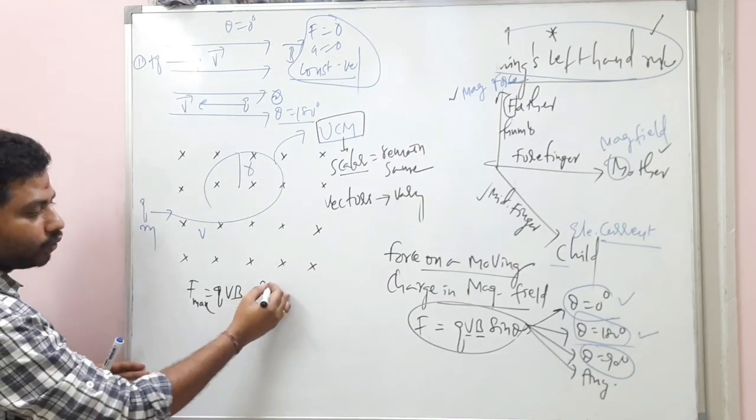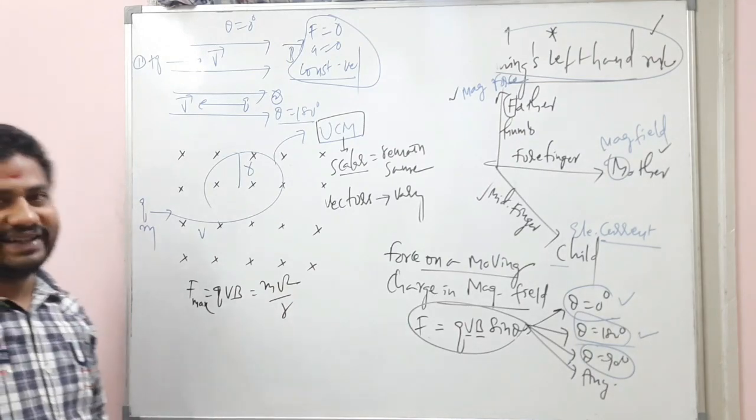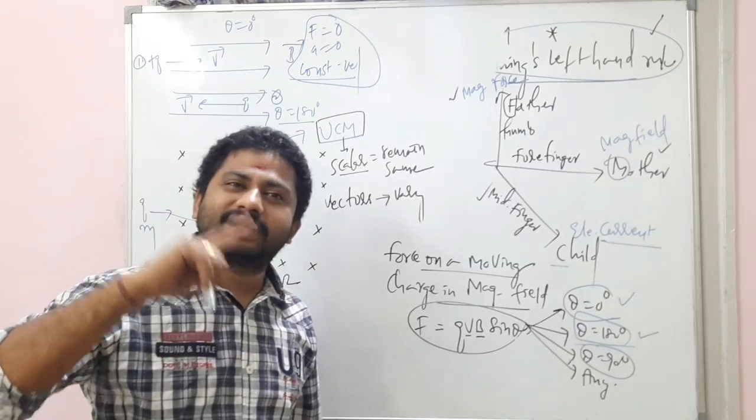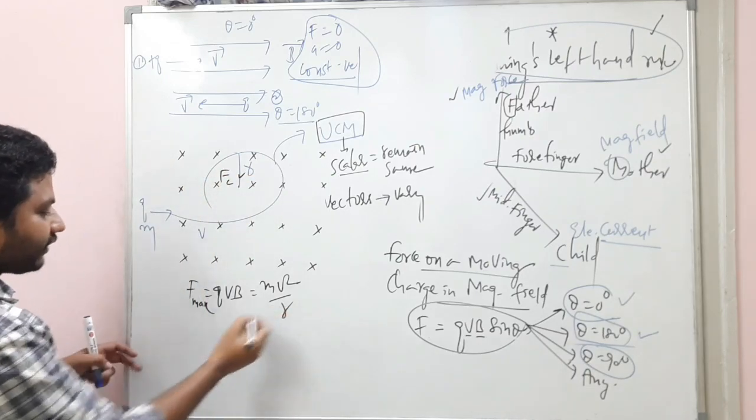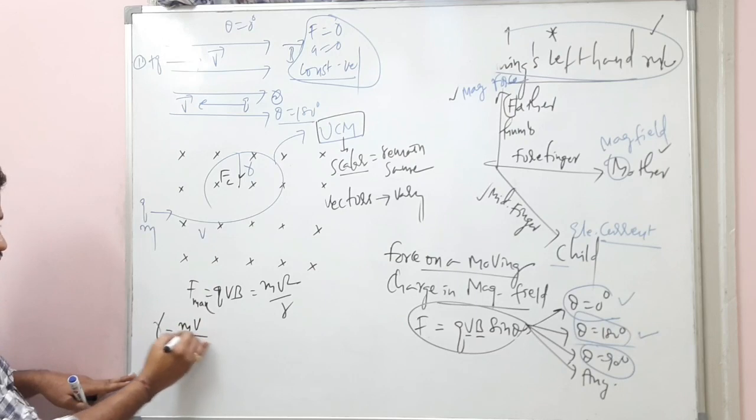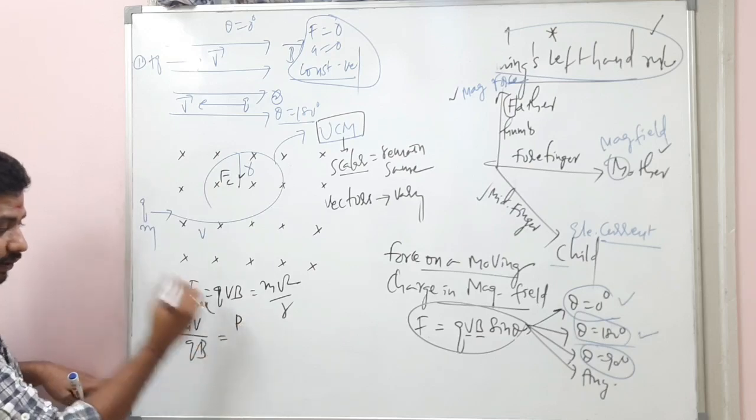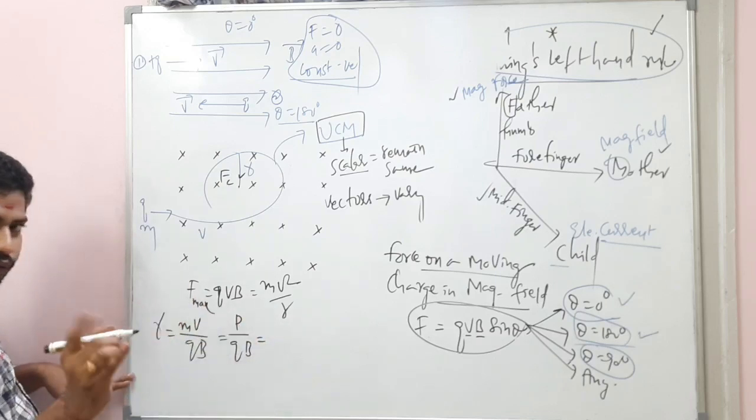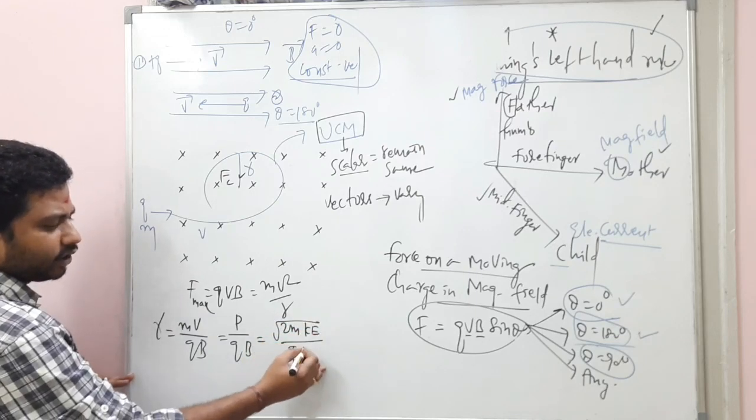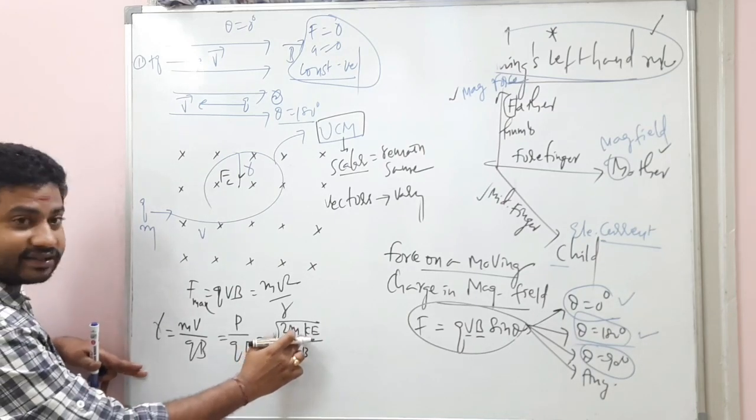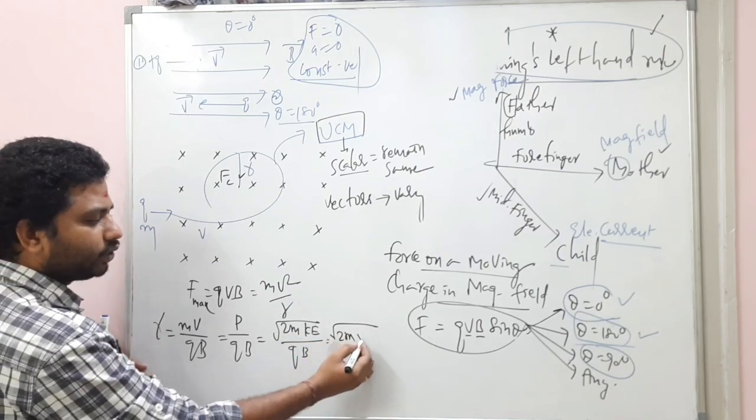Now this is equal to centripetal force. Any body to move in a circular path, one force is necessarily acting on it. That's the centripetal force, and that centripetal force always acts towards the center. From here we can write r is equal to mv by qB. And this mv, I can also write as linear momentum by qB. And this linear momentum, we can also write as square root of 2m into kinetic energy divided by qB. And this kinetic energy, we can also write like this.